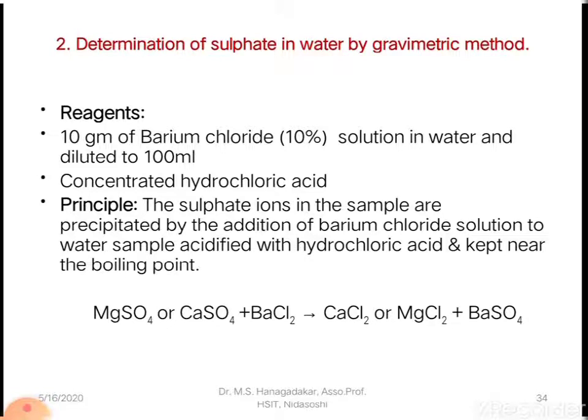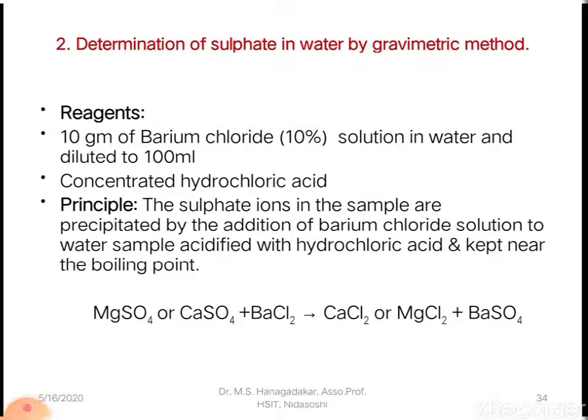Now, how do we analyze sulfate in a water sample by the gravimetric method? Two important chemicals are required. The first is 10% barium chloride, prepared by taking 10 gram of barium chloride salt in 100 ml of distilled water. One more chemical is required: concentrated hydrochloric acid.